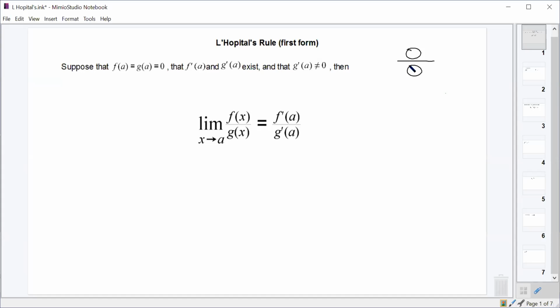Sometimes it's spelled with an S in there, so it looks like Hospital's rule, and you might see me spell it that way too, just so you're aware.